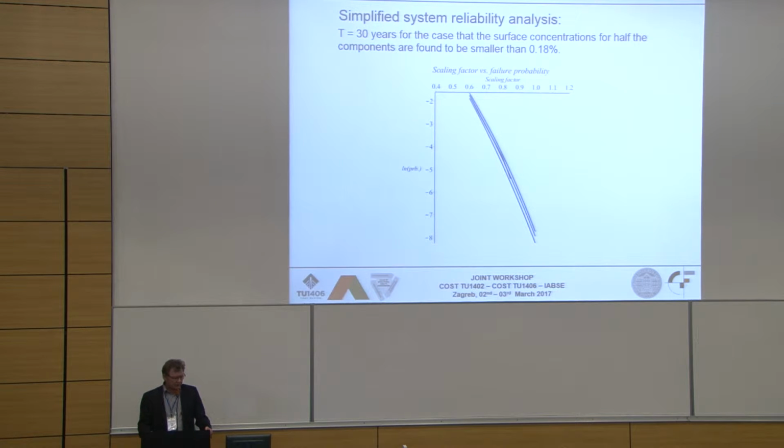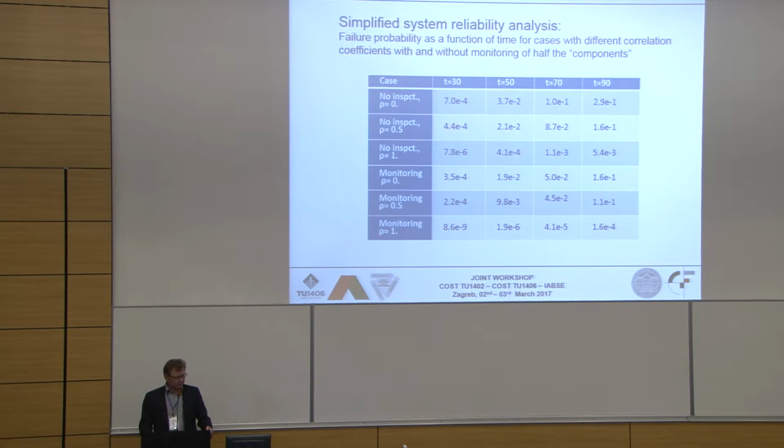Also, we can look at having a more strict criterion for the observed surface concentration, 0.18, and we see that now we get smaller failure probabilities because you know the concentration is smaller than for the previous case.